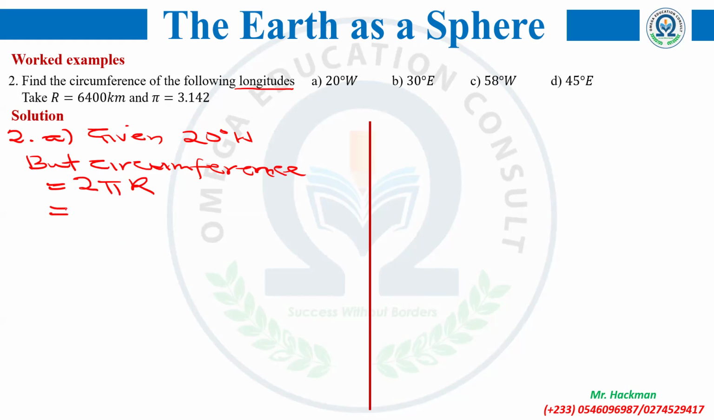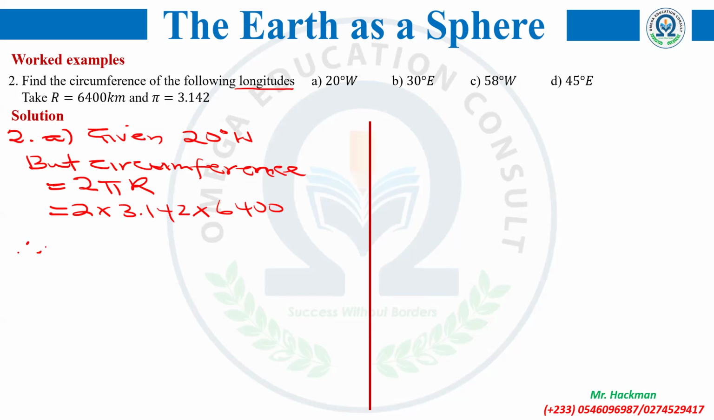So this will be equal to 2 times pi, which is given as 3.142, then times your R, which is also given as 6400. You are looking for circumference, this distance, so the distance will also be in kilometers. Take note, since this is in kilometers. So I will need your calculator value. That will be your last step.